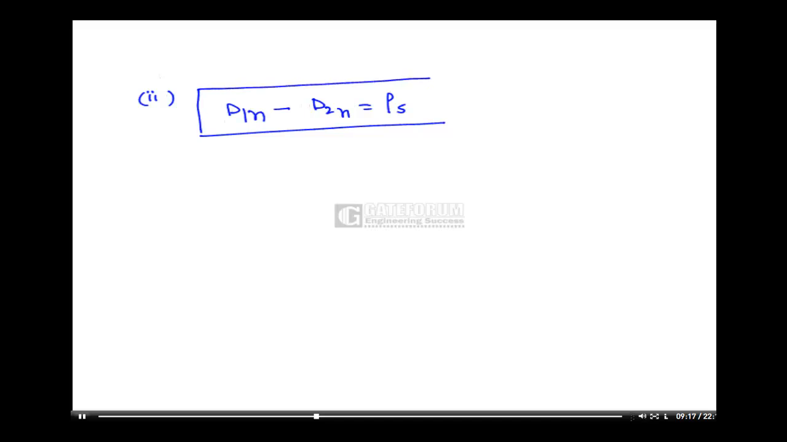The second boundary condition is D1n minus D2n is equal to rho s. D1n is the normal component of flux density in medium 1, D2n is the normal component of flux density in medium 2, where rho s is the charge density on the boundary.